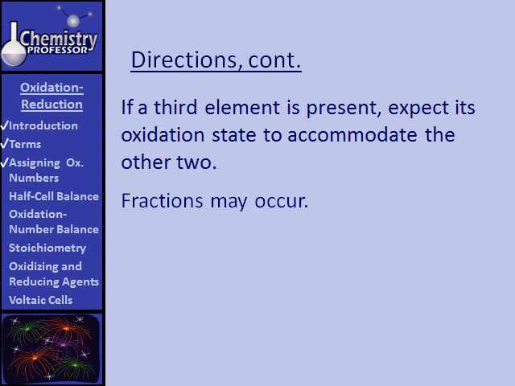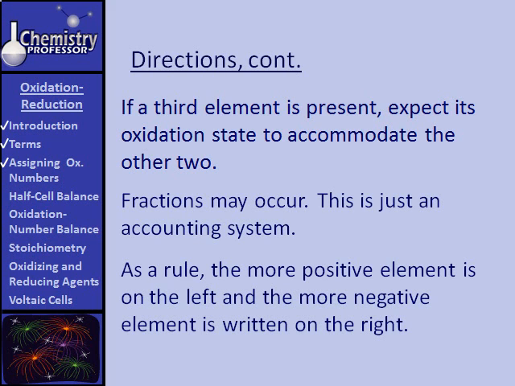Fractions may occur. Remember, we're not necessarily talking about fractions of electrons. This is really just an accounting system. And fractions will always calculate out to be whole numbers before the whole thing is through. You'll see. As a rule, we write the more positive element on the left and the more negative element on the right. Okay.